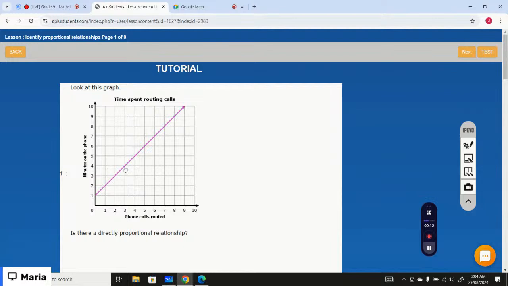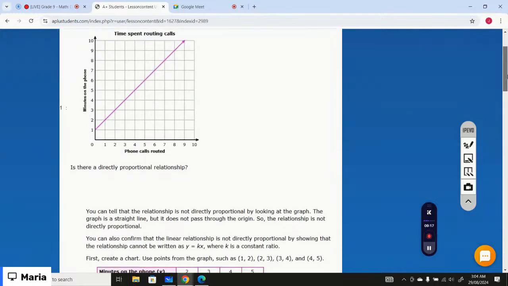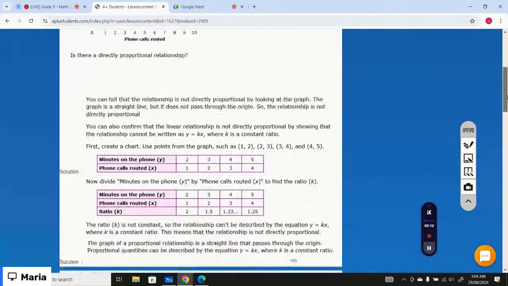Okay, look at this graph. Is there a directly proportional relationship? The correct option is no, right? You can tell the relationship is not directly proportional by looking at the graph. The graph is a straight line, but it does not pass the origin. So the relationship is not directly proportional. You can also confirm that linear relationship is not directly proportional by showing that the relationship cannot be written as y equals kx. Got it?